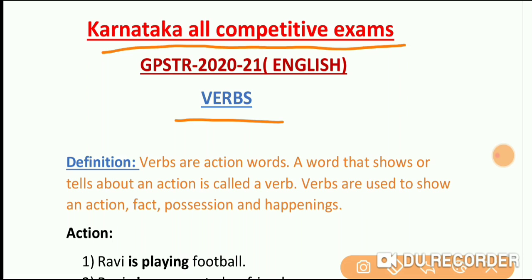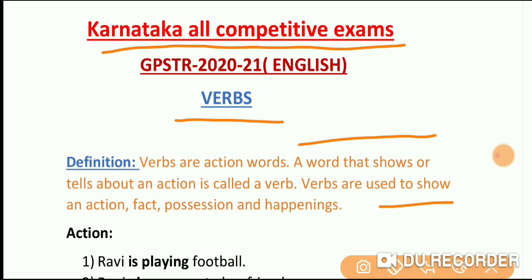When we were discussing parts of speech, I already defined all the parts of speech in one single sentence. As I have already told you, the definition of verb is this: verb is an action word. So in general meaning, what do we call a verb? Verbs are action words, words that show or tell about an action. The word which shows action or which tells about an action is called a verb. And verbs are used to show an action.